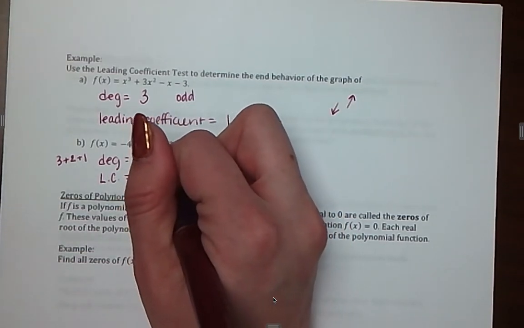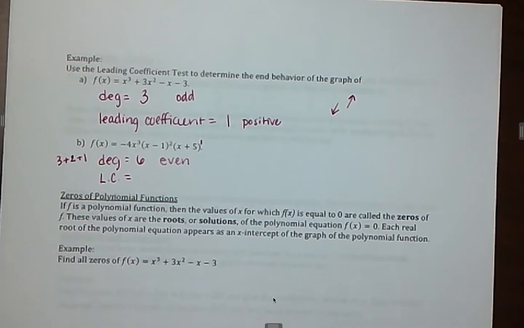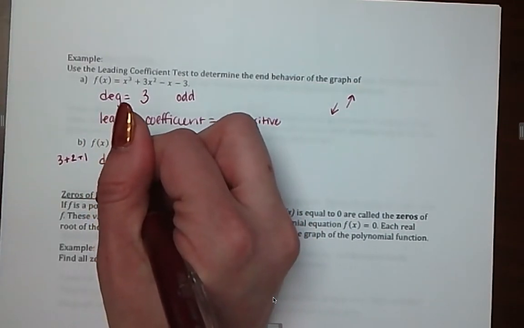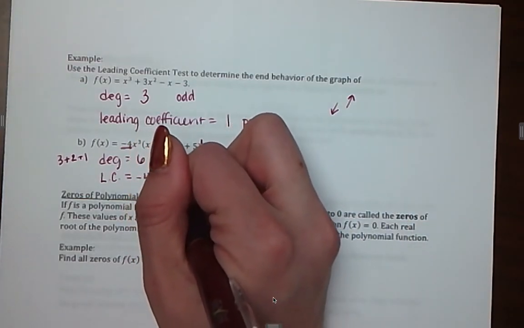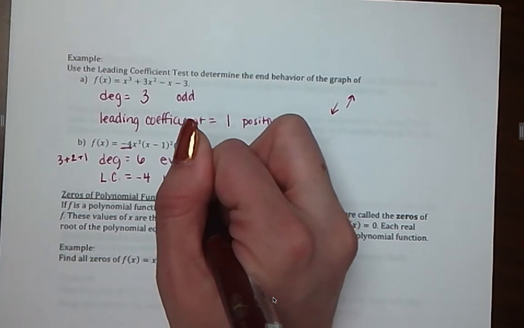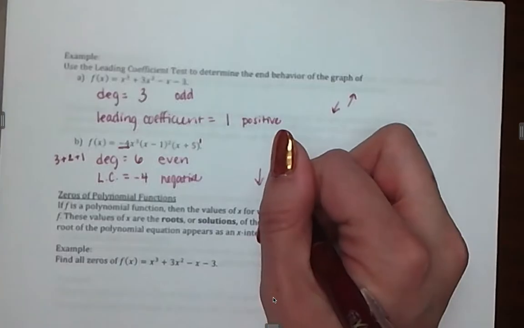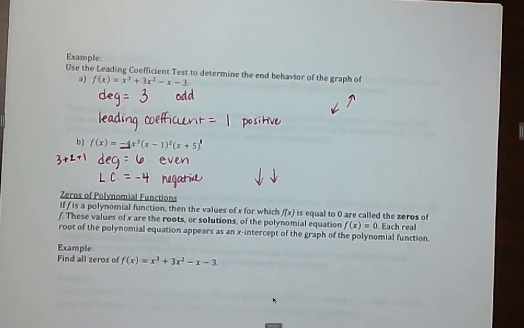Even. So automatically we know what about our end behavior? They're going to go the same direction. They're both going to go up or they're both going to go down. So what's our leading coefficient? -4. So we're looking at the very front, which is obviously negative. So what's our end behavior going to do? Down, down. Okay. So that's what we're going to use to help us graph our functions.